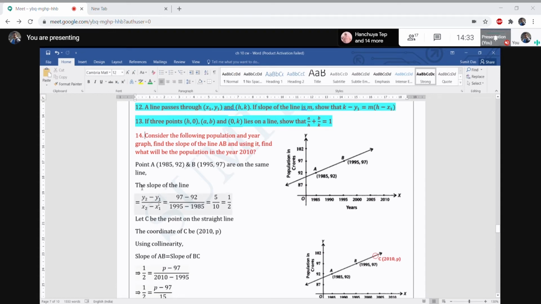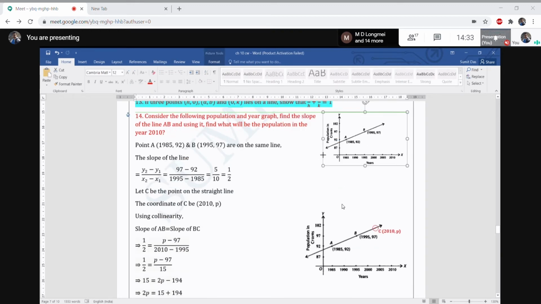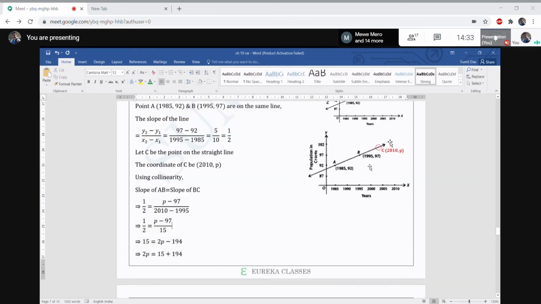What is the slope? Our first formula of the slope is y2 minus y1 divided by x2 minus x1. Using this formula, y2 is 97, y1 is 92. So 97 minus 92 divided by x2 minus x1, that is 1995 minus 1985. If you do this, 5 by 10, it will give you 1 by 2. So the slope we got is 1 by 2.